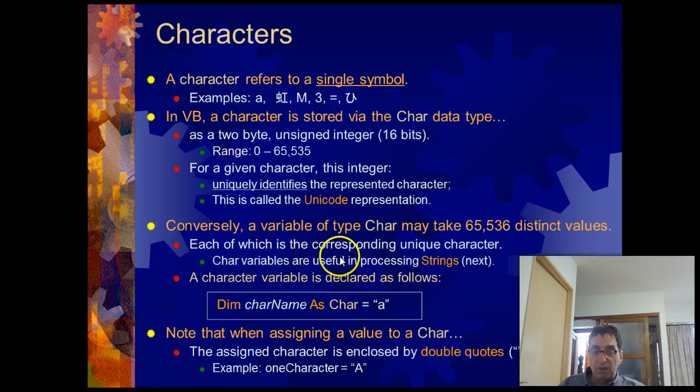Char variables are useful in processing strings. A char variable is declared like this. So dim the name of the variable as char, and then set it, if you like, initialize it by setting it equal to some character. Note that when assigning a value to a char, I think that's the right pronunciation, by the way, I'm not absolutely sure. That's what I usually use, char. The assigned character is enclosed by double quotes. So here you see double quotes. Example, 1 character equals A.